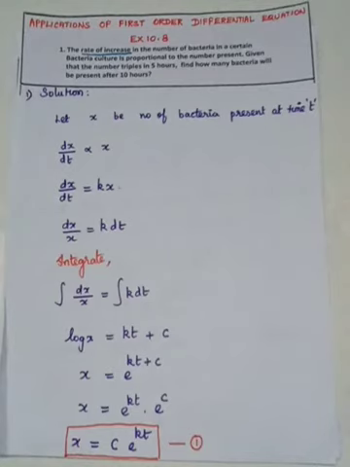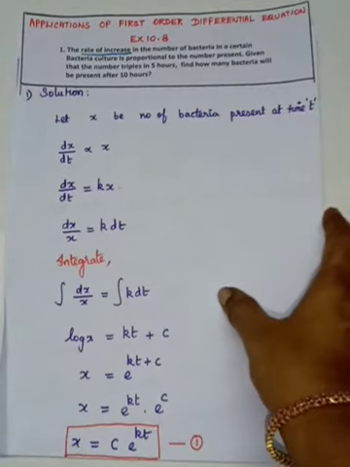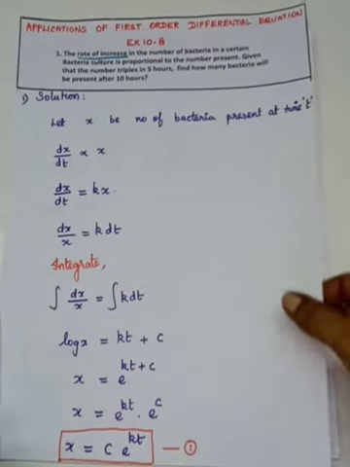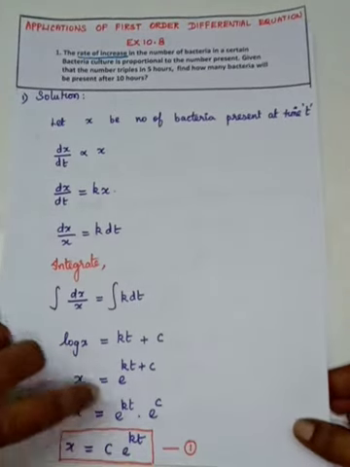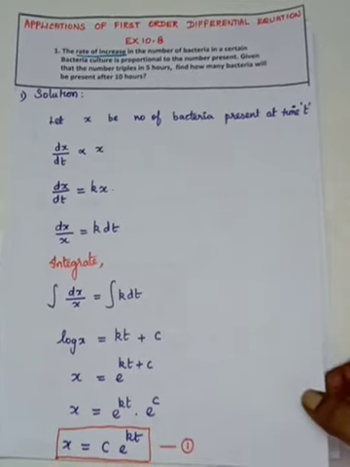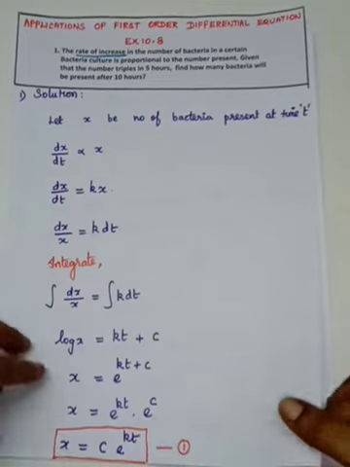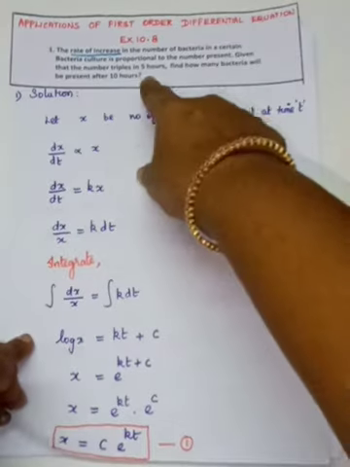What is the third step? You have to apply the initial condition. See that the initial condition is when t is equal to 0. So initially, when t is equal to 0, what is your x? The x is nothing but the number of bacteria. So it is not given.